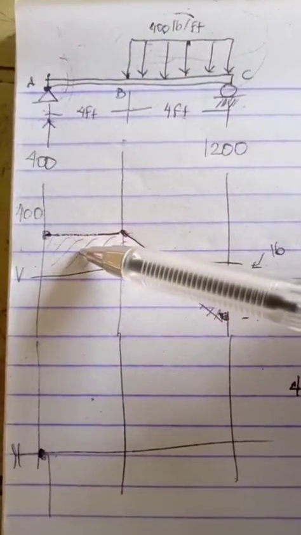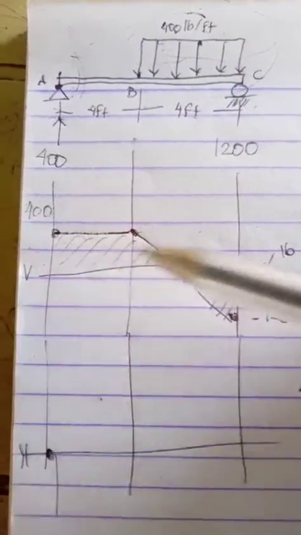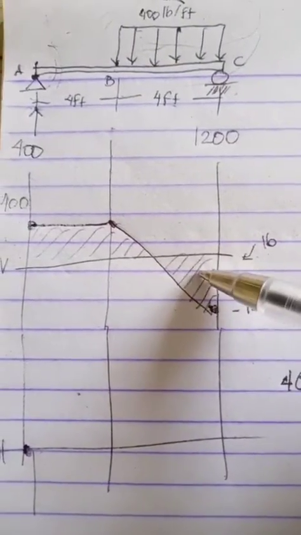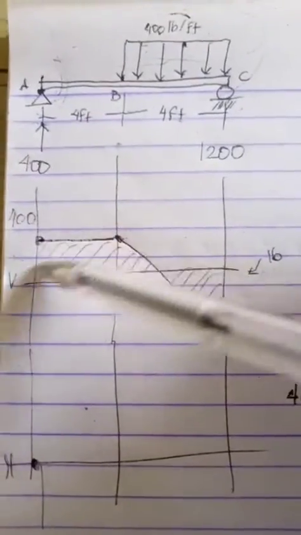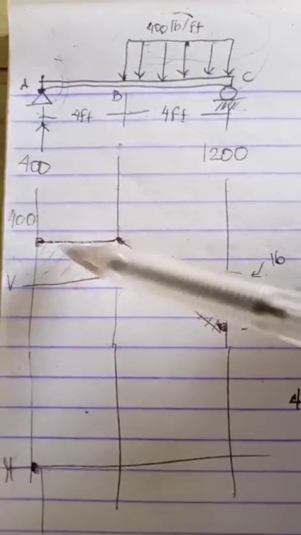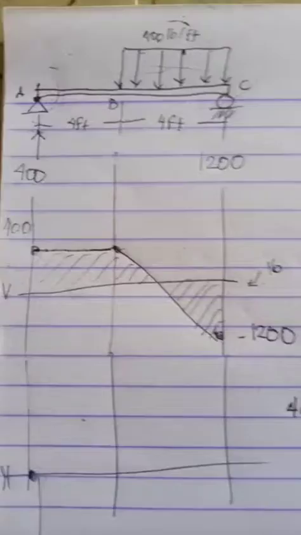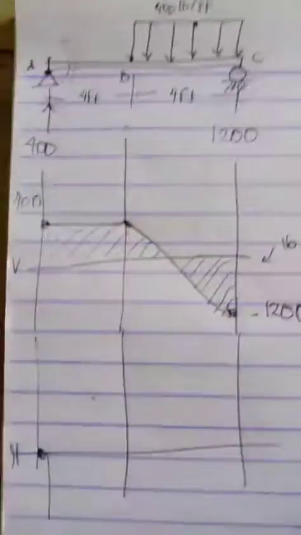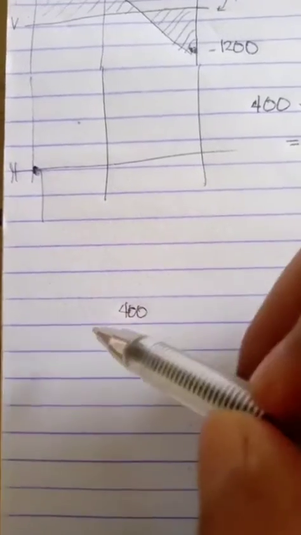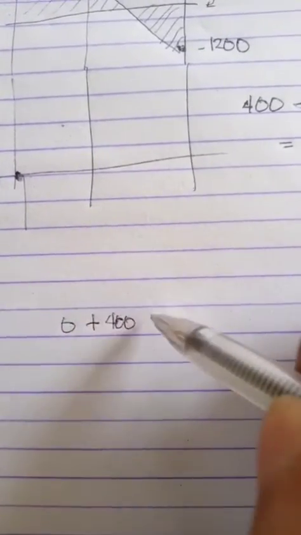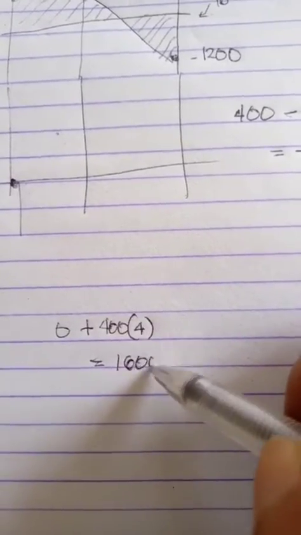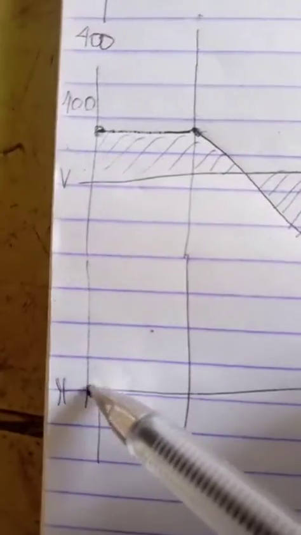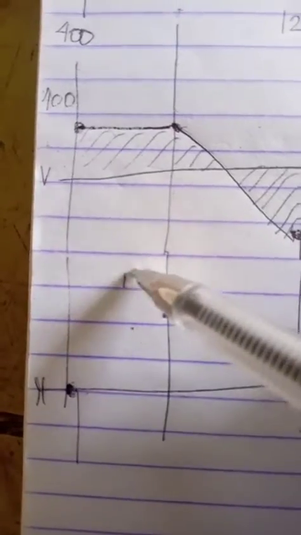And then to get to B, we just have to get the area of this. Since it is positive, the area is positive, and otherwise if it is below, this is negative. So that's 400 times 4, the area of this. This is just a rectangle, so 400 times 4. With that, we start from 0, and then we add. So 0 plus 400 times 4 would be equal to 1600. So from 0, we go to 1600.